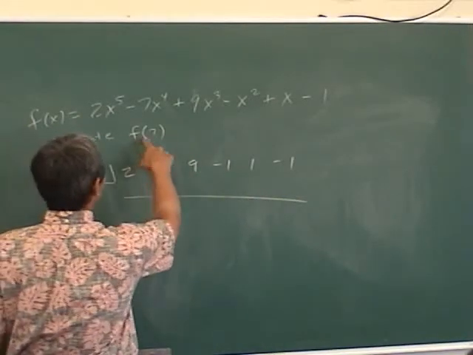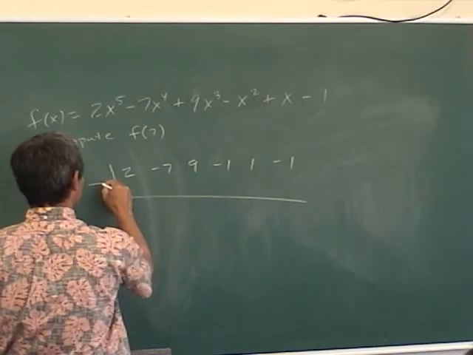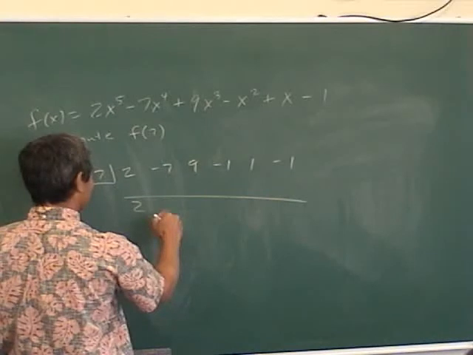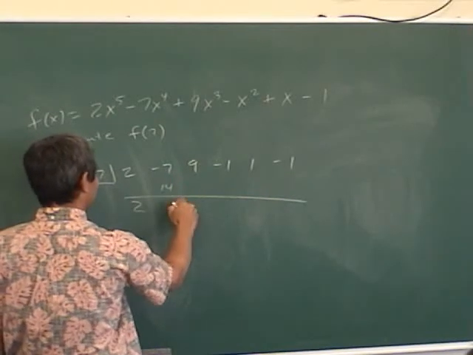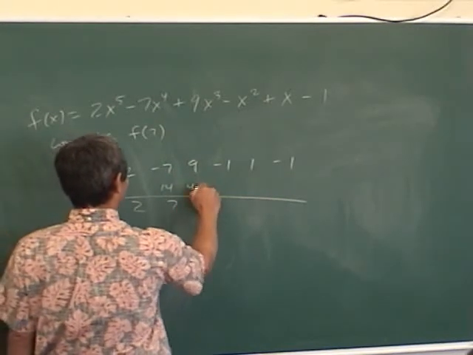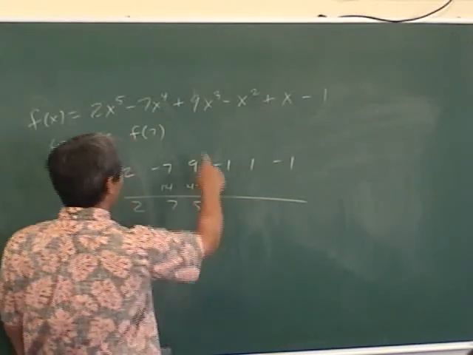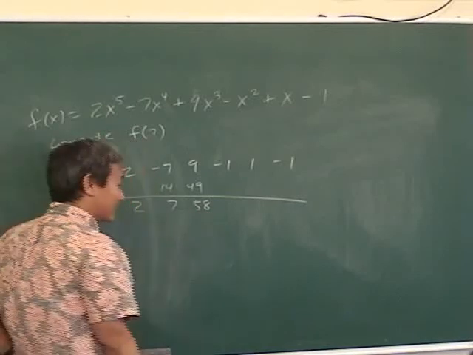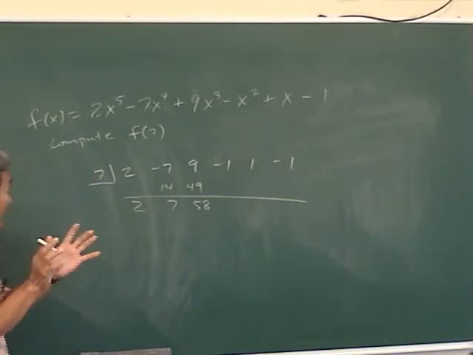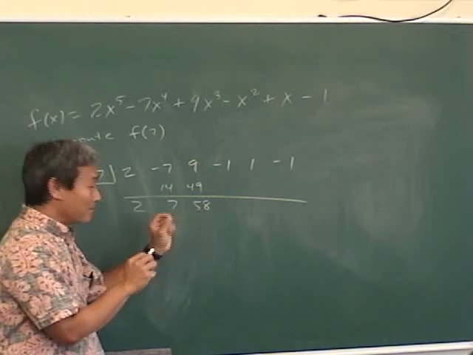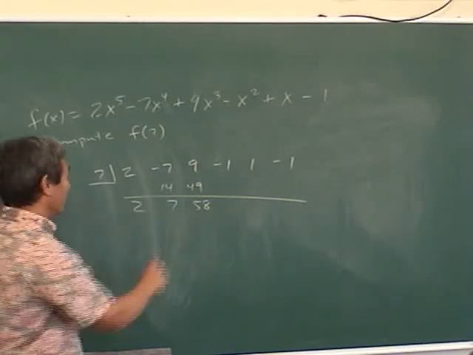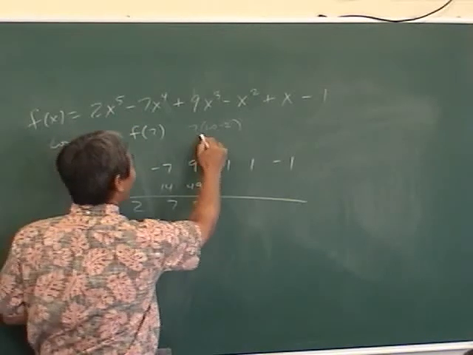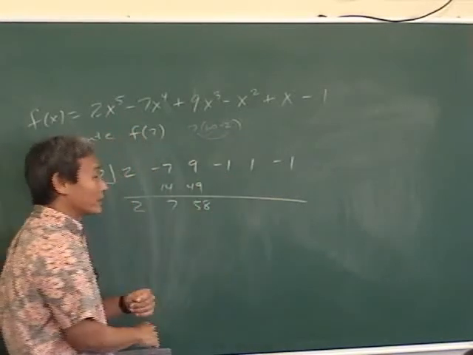If you want to compute f of 7, what number do I put in the box? 7. Okay, let's do synthetic division. Drop the 2, multiply. Add. Multiply. Add. Whoever picked these numbers, they're bad numbers. Okay, 7 times 58. Let's try and do that in our head. Think of that as 60 minus 2. 7 times 60 minus 2. You guys gotta practice. 420 minus 14.